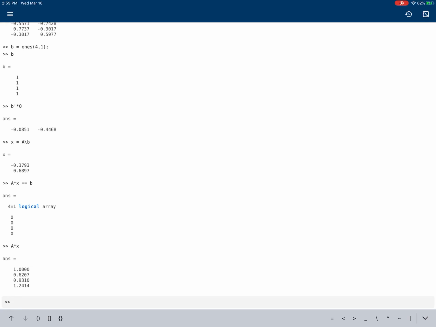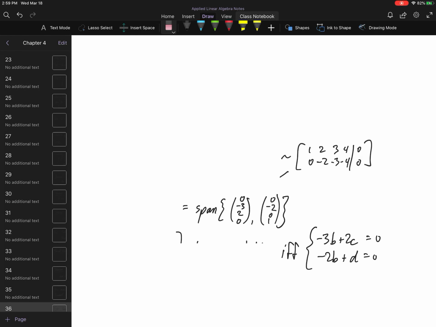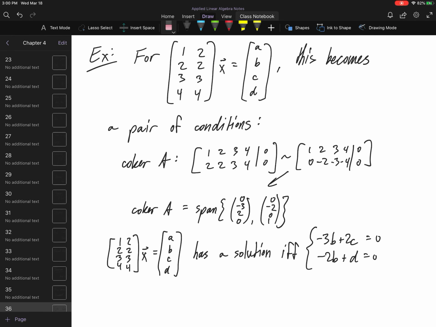Again, A star X is kind of close in some sense. Those components are near 1, but there is no solution to AX equals B because B is not in the co-kernel of A, or rather it's not perpendicular to the co-kernel of A. And that's exactly what this work is doing.